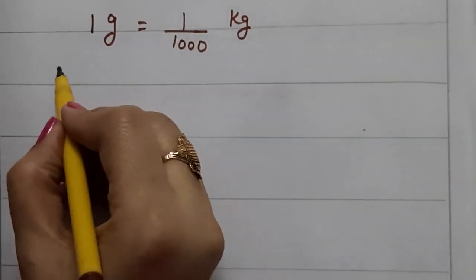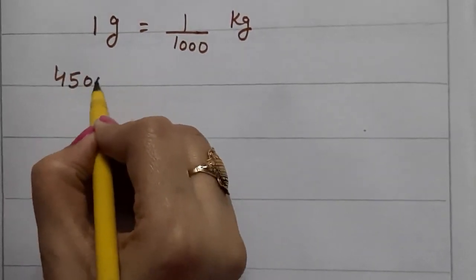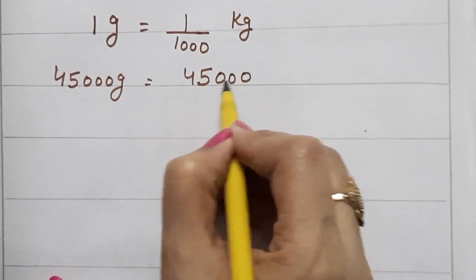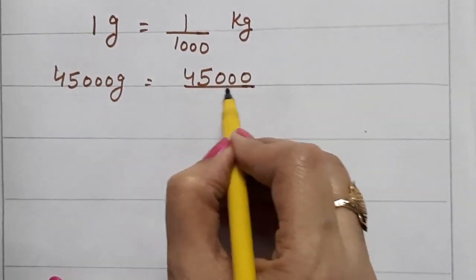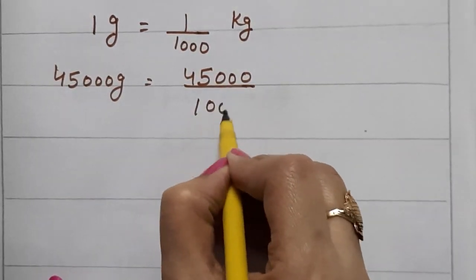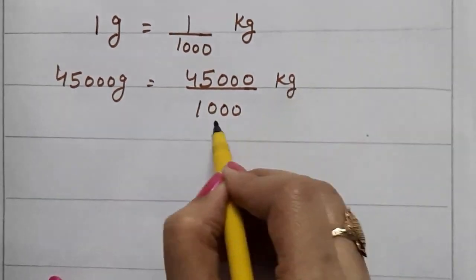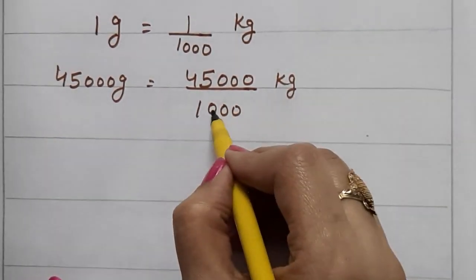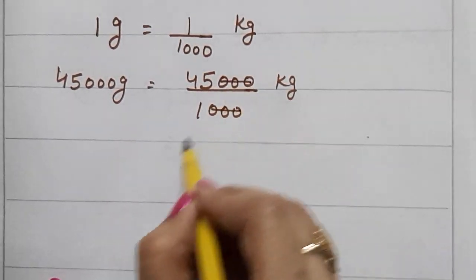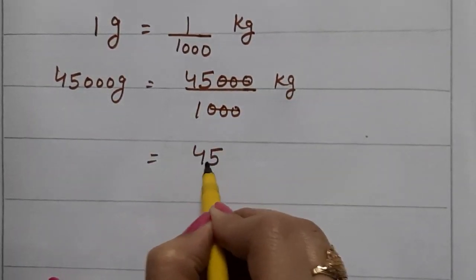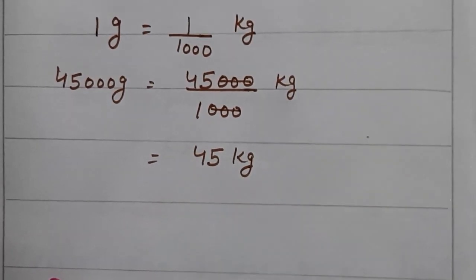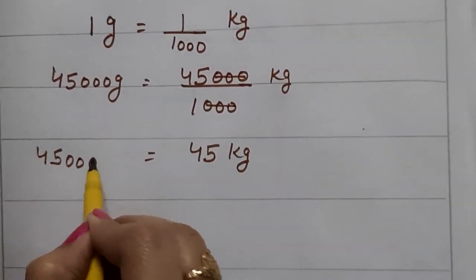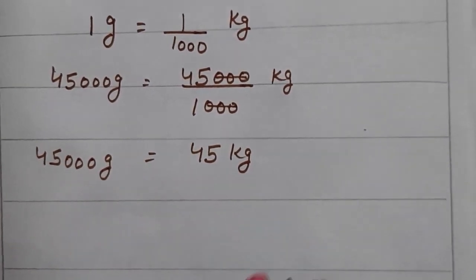And in place of 1, 45,000 gram is given. So 45,000 gram will become 45,000 upon 1000 kilogram. As we have taken 1000 in the denominator, the unit will change. 3 zeros will cancel. It will become 45 kilogram. So 45,000 gram means 45 kilogram.